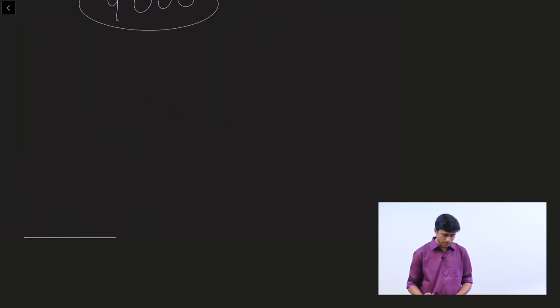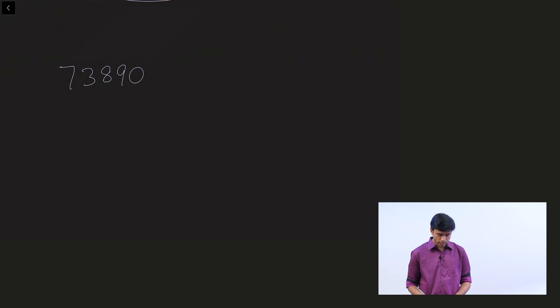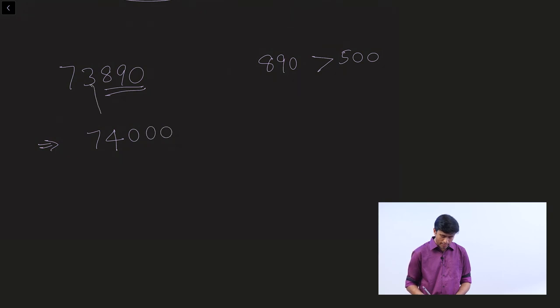What about this example? 73,890. Round it off to the nearest thousands. Last three digits 890 is greater than 500. So the nearest thousand would be 74,000. I added 1 to 3 and I made 890 as 000.